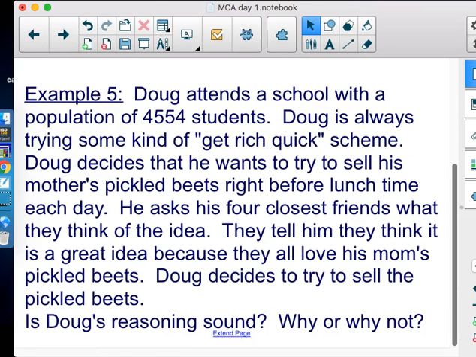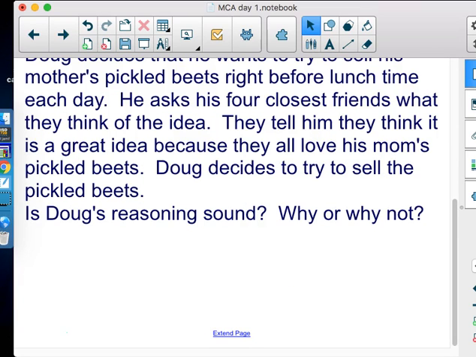So this says Doug attends a school with a population of 4,554 students, always trying some kind of get-rich-quick scheme. He decides that he wants to try to sell his mother's pickled beets right before lunch each day. Everybody's hungry. They should want the beets. He asks his 4 closest friends what they think of the idea. They tell him they think it's a great idea because they all love his mother's pickled beets. Doug decides to try to sell the pickled beets. Is Doug's reasoning sound?